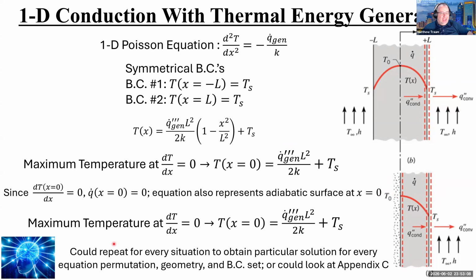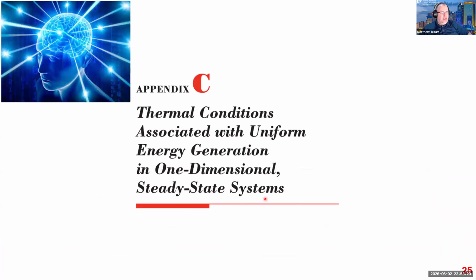Okay, so like I say, you could repeat this process for every situation to obtain a particular solution for every single permutation of every equation, every geometry, every set of boundary conditions. And we would be here until the end of time doing all that because there's so many different combinations. And so the book has very conveniently given you Appendix C, which is here.